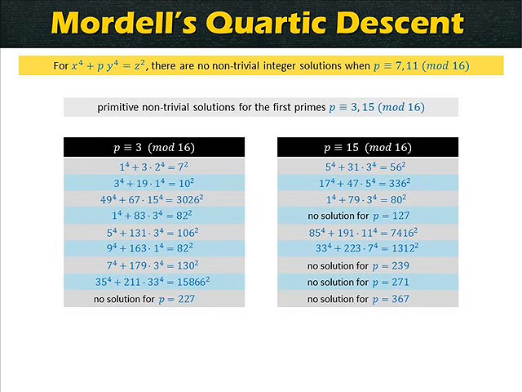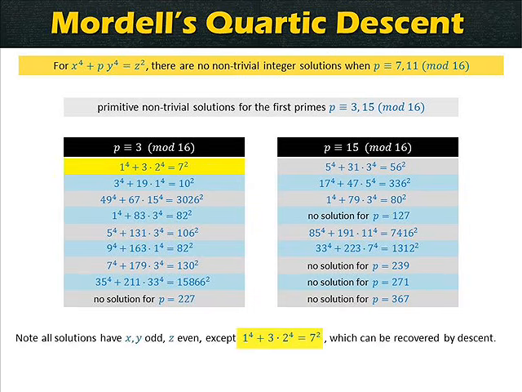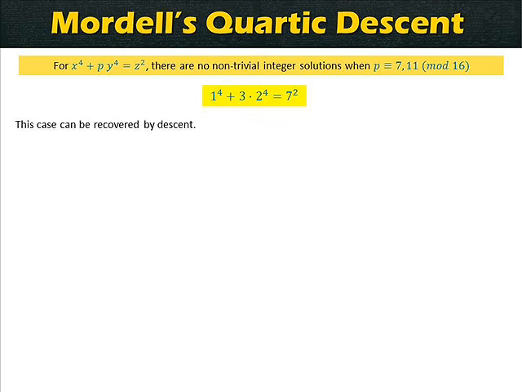In this table, we display the primitive non-trivial solutions for the first primes congruent to 3 and 15 modulo 16. Note, all solutions have x and y odd while c is even, except the first case: 1 raised to the fourth plus 3 times 2 raised to the fourth equals 7 squared, which can be recovered by descent. We will now recover this case by descent.